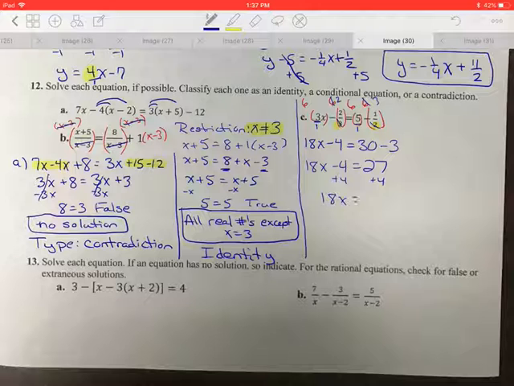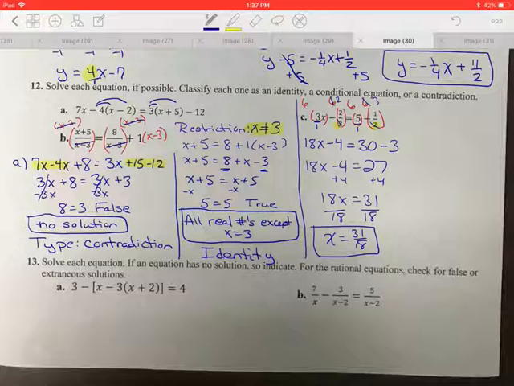I get 18x equals 31. And I don't get a particularly pretty answer, but I do get a single answer. So there's my solution. This is kind of a normal equation where you solve for x and get one thing. And oops, that's not the right thing. All right, so this is what's called a conditional. So this is kind of like your normal equation.